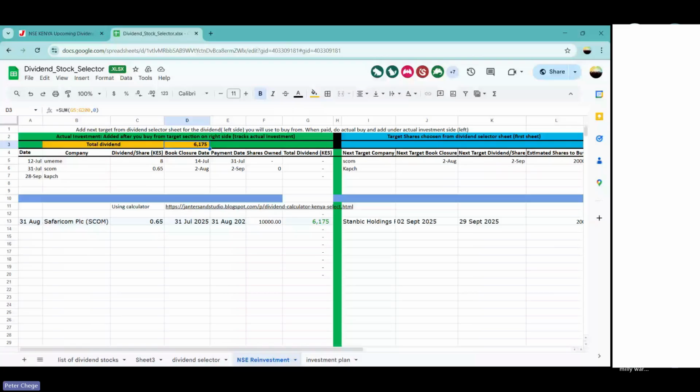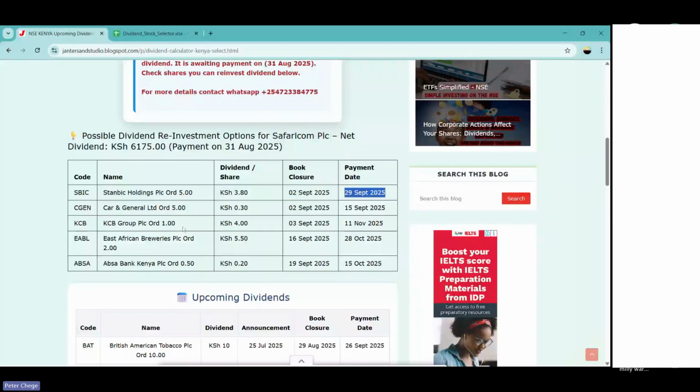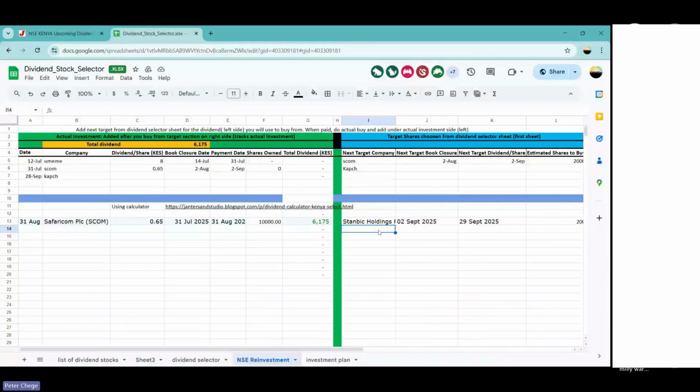If you want to buy multiple, again, you can just add. If let's say I would also want to buy KCB using the dividend for Safaricom, I can just come and copy KCB and feed it on the next row, paste. Then feed in the details for KCB. Then when I'm adding the next dividend here, I will skip the row for KCB so that I know the Safaricom dividend is going to Stanbic and KCB. It's that simple.